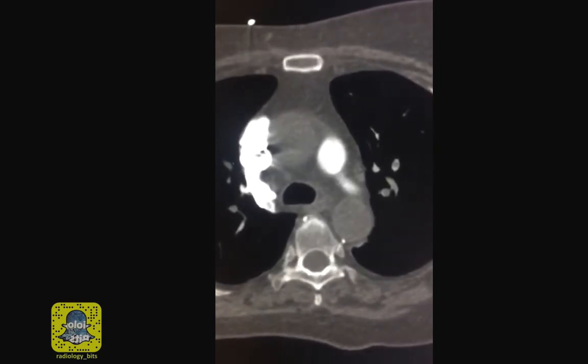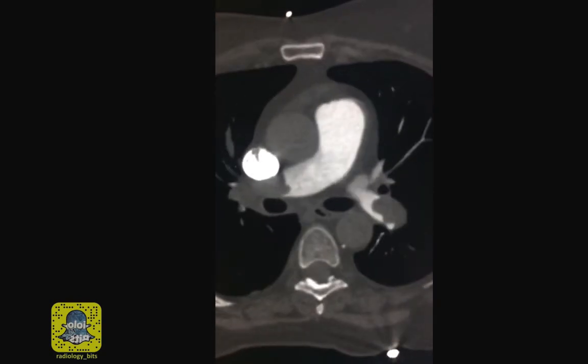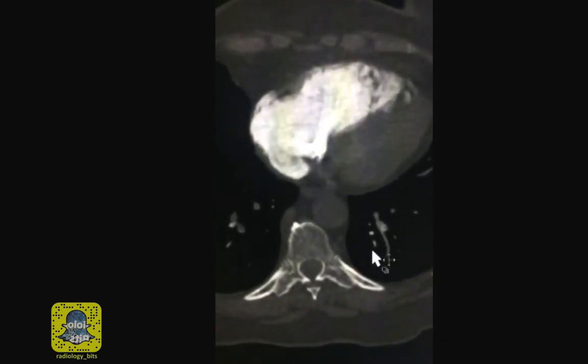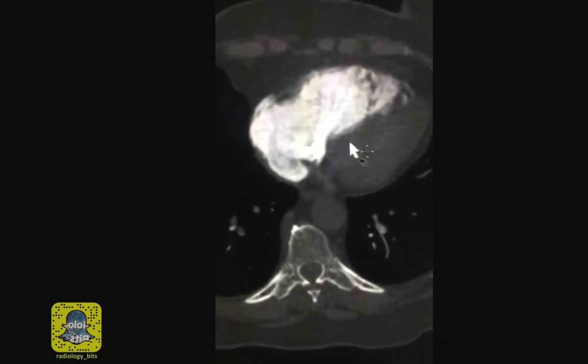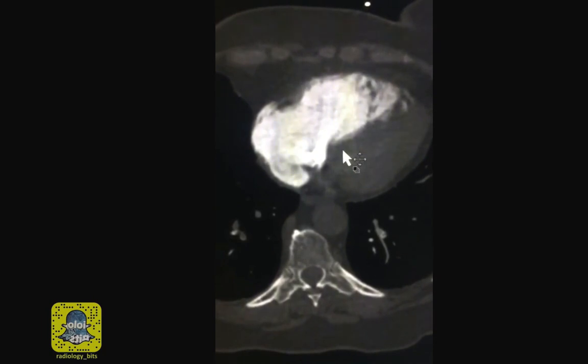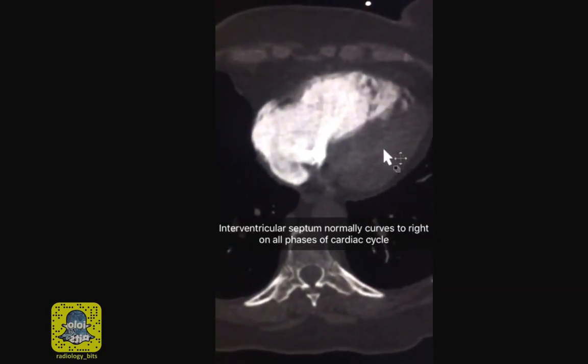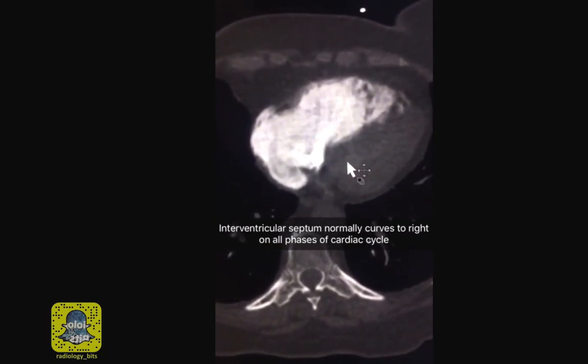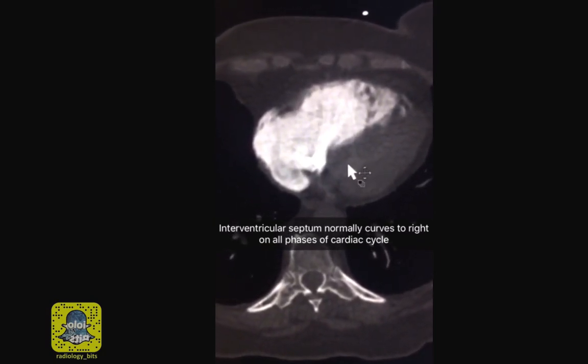Now that we got that question out of the way, let's continue for the other findings that I wanted to emphasize on this scan. In a normal CT scan, this here, the intraventricular septum, should curve towards the right side. It doesn't matter whether you catch the scan at ventricular systole or diastole. Since the pressure on the left is always high, the curvature should always present to the right side.